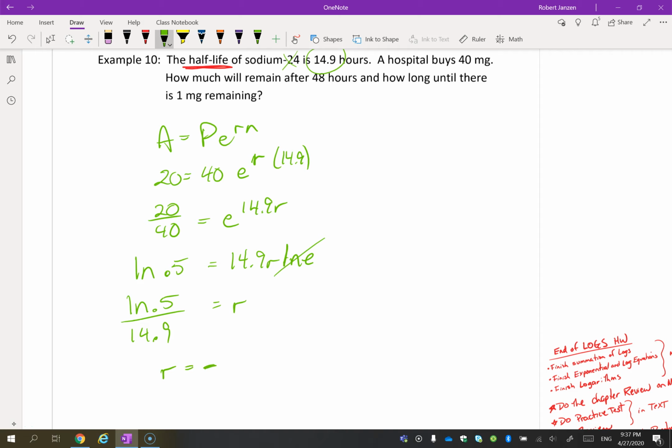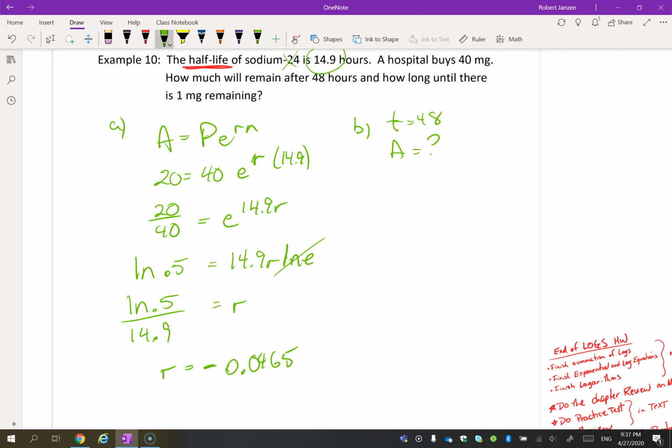By the way, what does a negative rate mean? Well, it means it's decreasing. It's decaying. There's going to be less of it. Okay, so now that we have the rate, we want to know how much is remaining after 48 hours. Okay, and so we'll leave that. That would be the second part. So now we would put time as 48 hours to figure out how much A is.